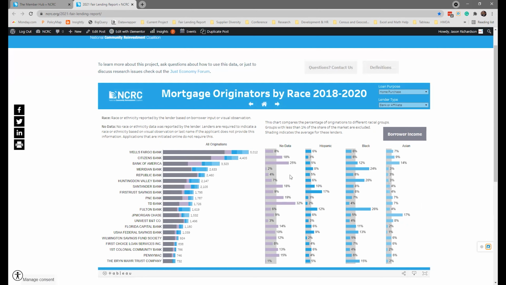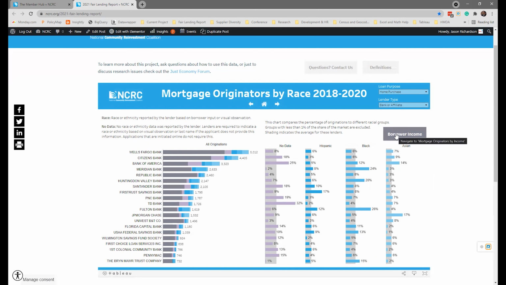So the gray bar behind these figures indicates an average for this area as well. So it's really easy to see which lenders exceed the average in terms of loans to specific groups, and which ones exceed the average in terms of not collecting any demographic data.